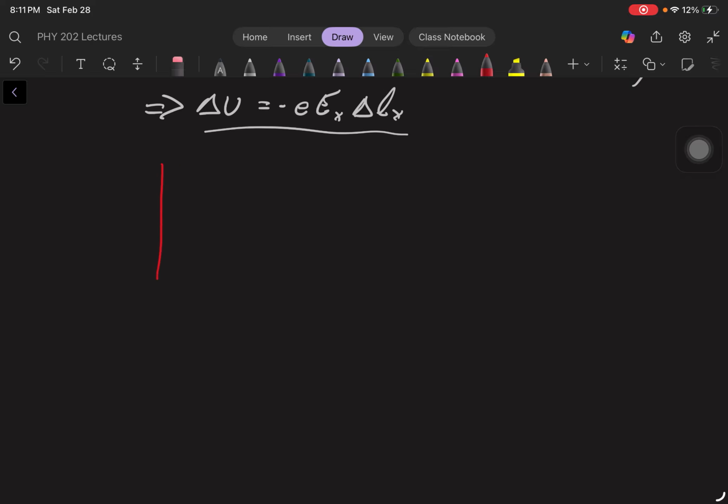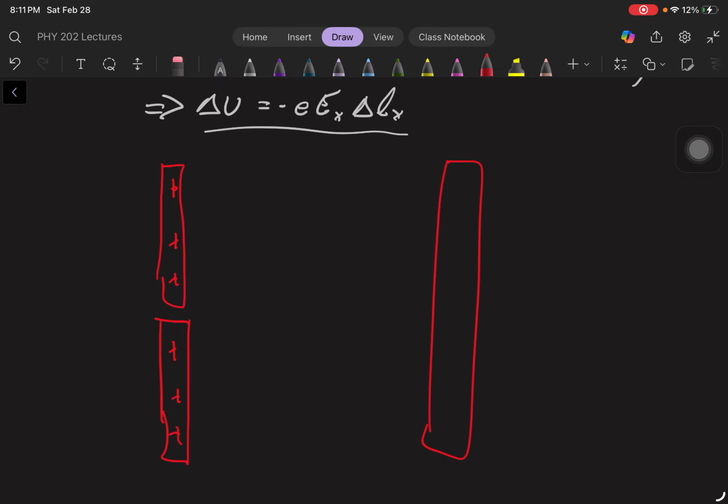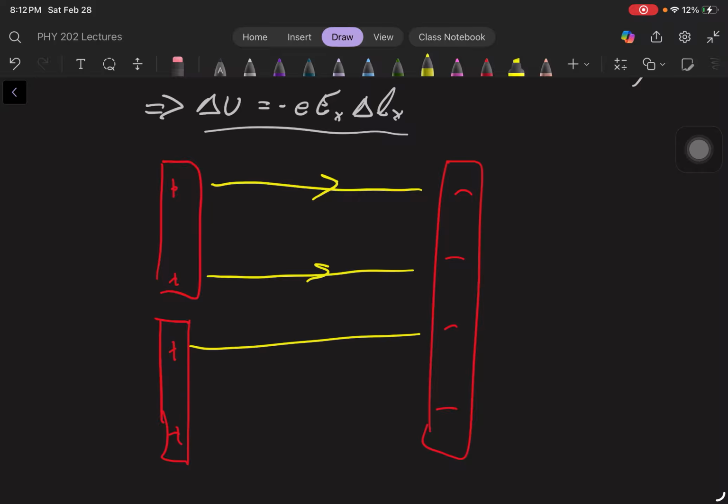And so let's say we have a very similar setup. That way there's four of each. You know, everything's good. We're happy. And so again, the electric field's going to go this way.